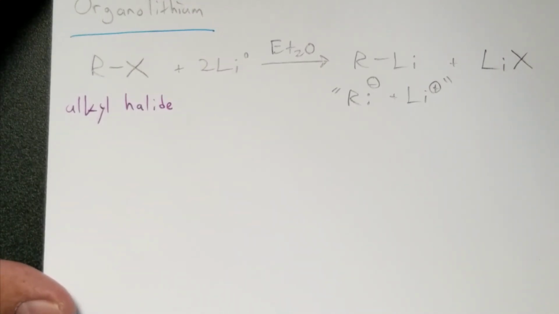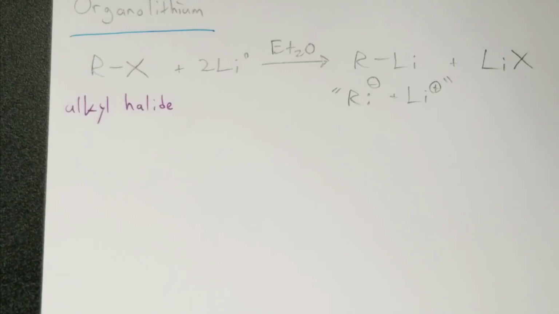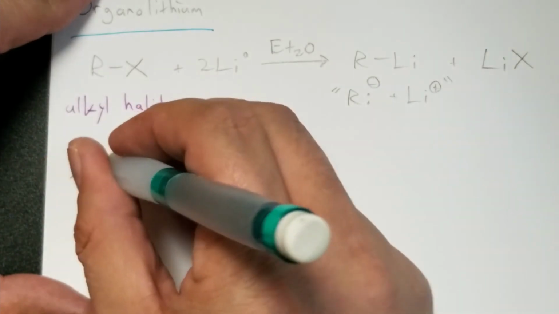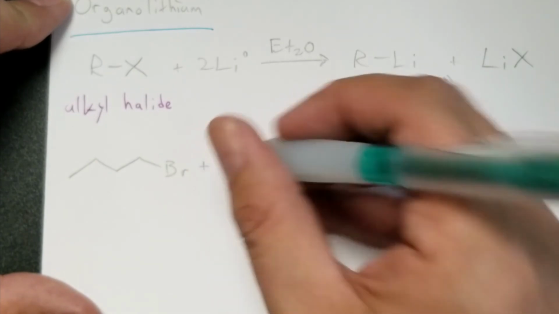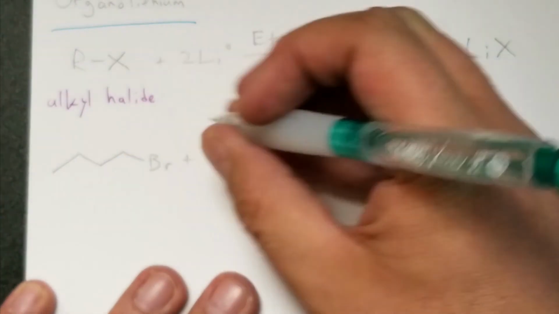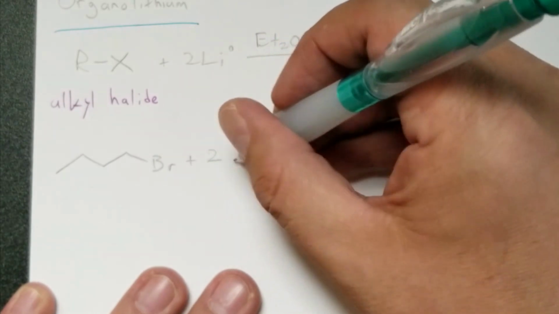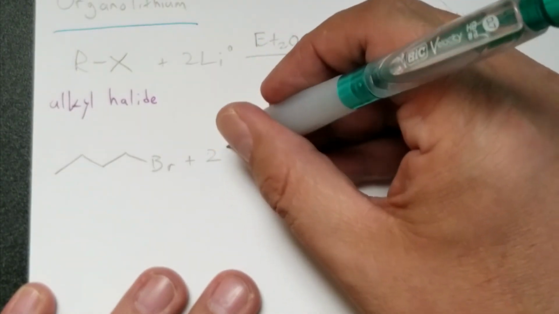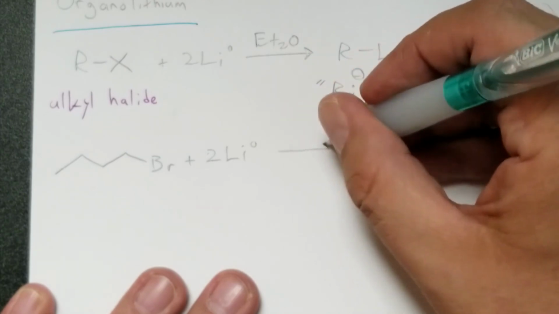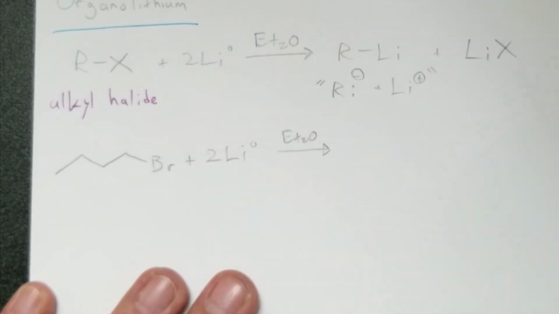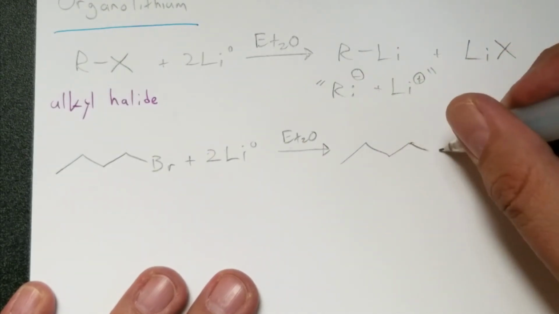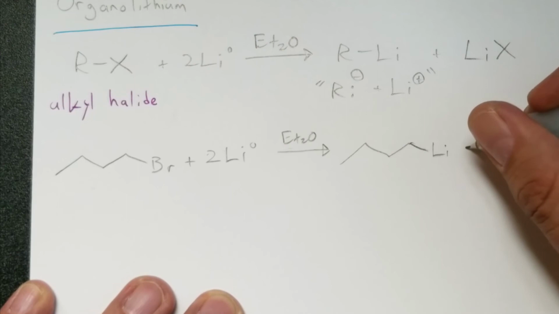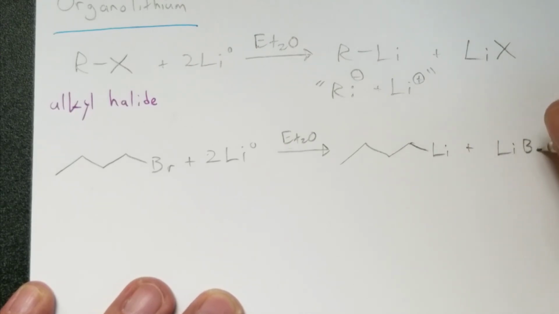Okay, so let's go ahead and be specific here, and then I want to show you guys a couple of reactions we could do with them. I have actually run this reaction personally. So the bromine version here, and then we have 2 moles of lithium in ether, and you get 2 moles of your butyl lithium and LiBr here.